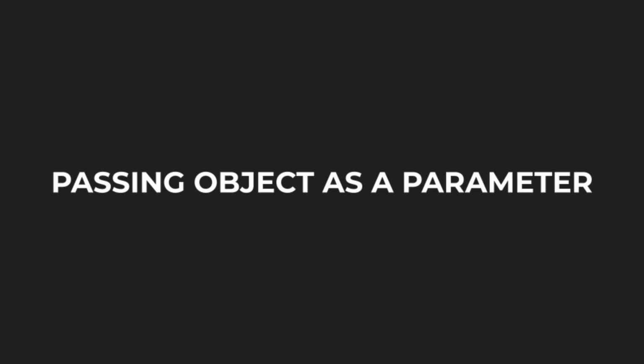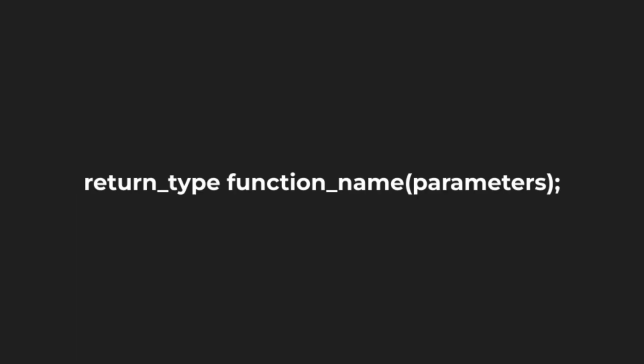Hello everyone, in this lecture we will talk about an important concept of object-oriented programming, which is passing an object as a function parameter or a function argument. Now how do we pass a parameter to a function? We create a function and in parentheses we type the argument we want to pass. For example, a sum function that is used to add two numbers will take those two numbers as arguments.